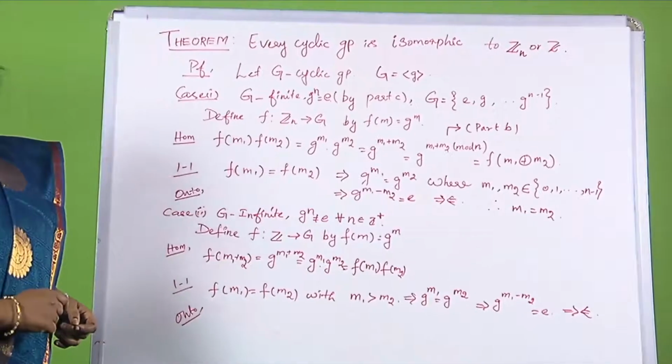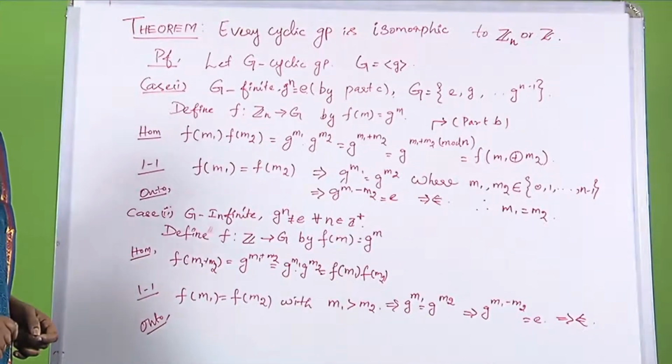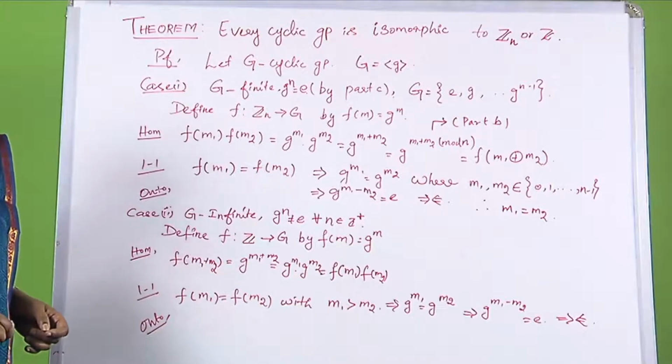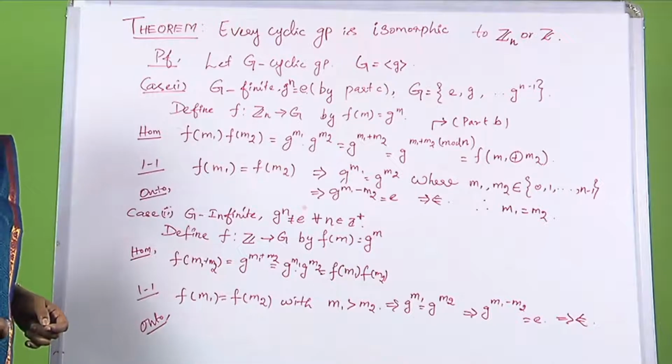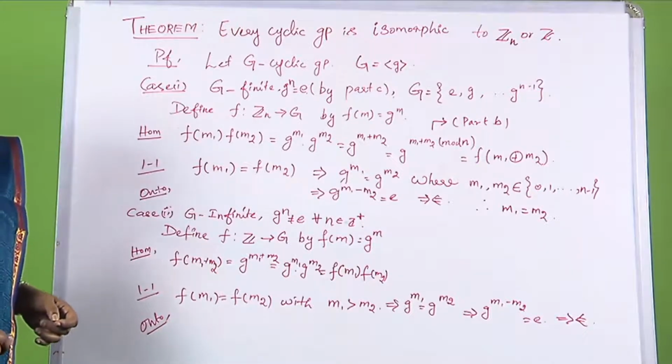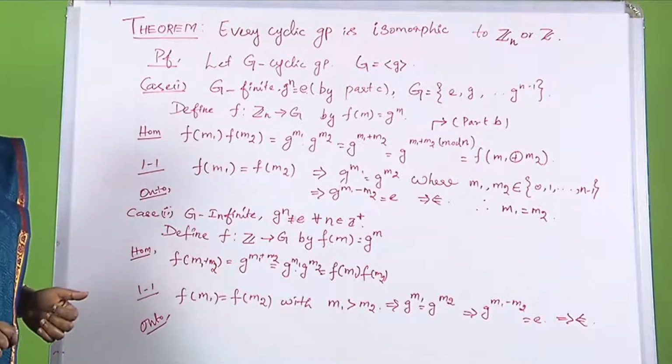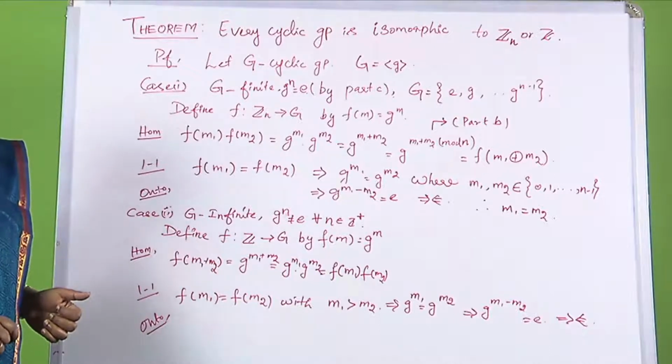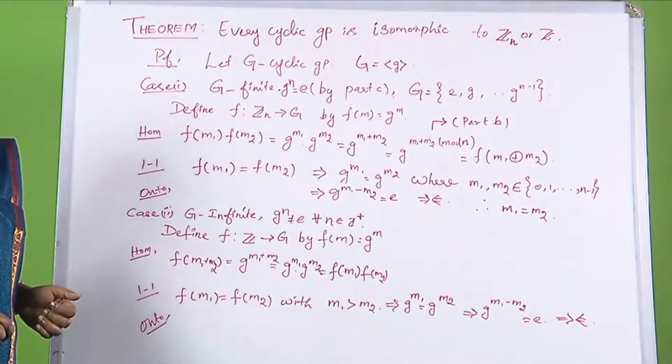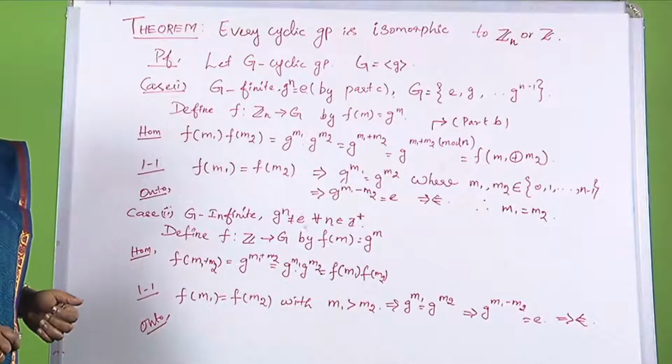Similarly, for an infinite cyclic group, we are considering the same properties here. The same function f from Z to G is defined by f of m is equal to g power m. The initial assumption is that because it is infinite, there is no n such that g power n is equal to e, or in other words, g power n is not equal to e for all n belonging to Z plus.